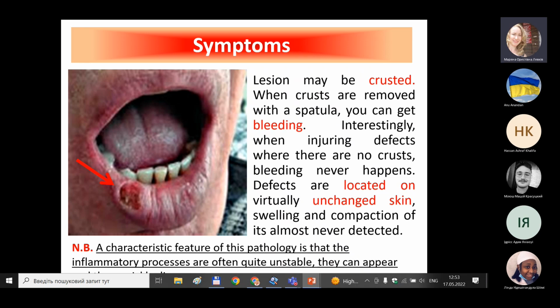Defects are localized on virtually unchanged skin. Swelling and compaction of it is almost never detected. A characteristic feature of this pathology is that the inflammatory processes are often quite unstable. They can appear and disappear anytime.